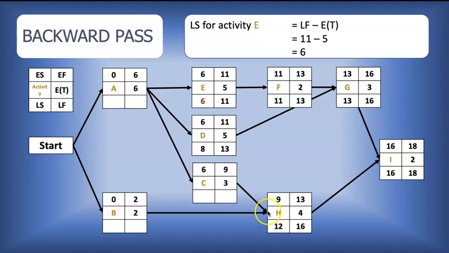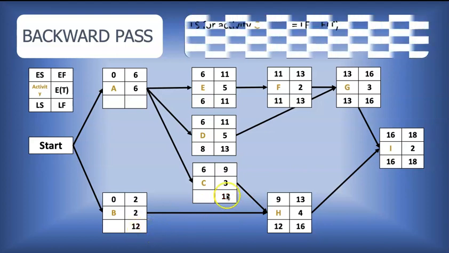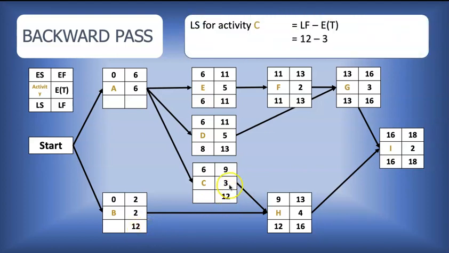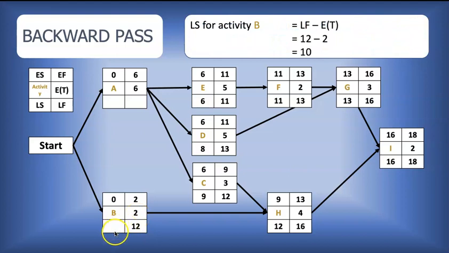Now, to follow the arrows back from H, we go back to C and back to B. Activity H must get its baton by week 12. So both activity C and activity B must be completed by week 12. So those are our latest finish times. For the latest start time for C, it's 12 minus 3, 9. And for B, it's 12 minus 2, and that's 10.